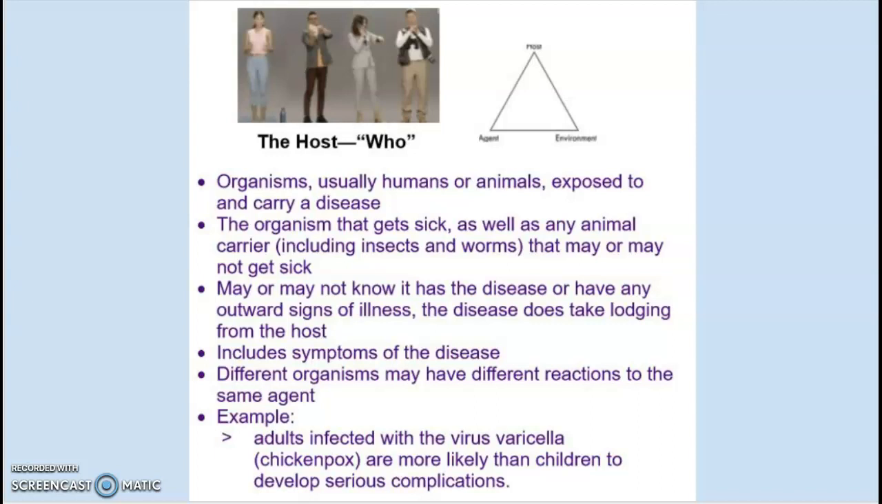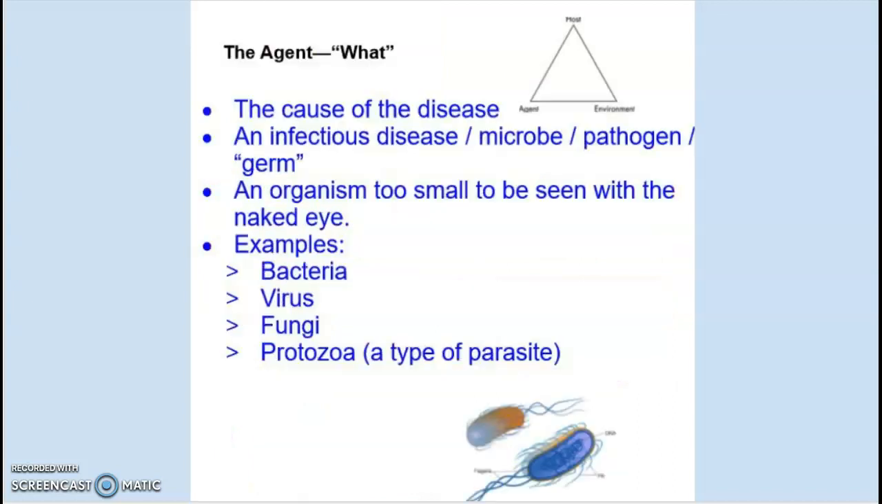Different organisms may have different reactions to the same agent. For example, adults infected with the virus varicella, which is chickenpox, are more likely than children to develop serious complications. You guys maybe have heard of shingles.